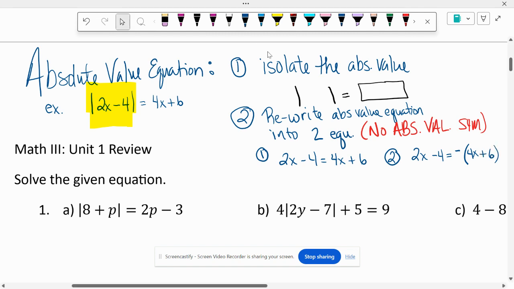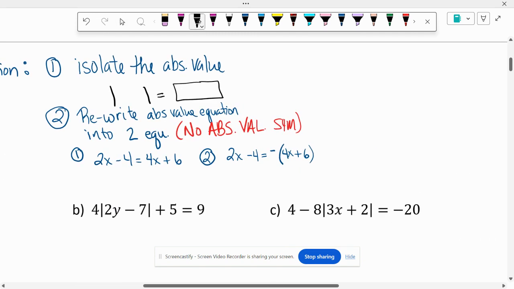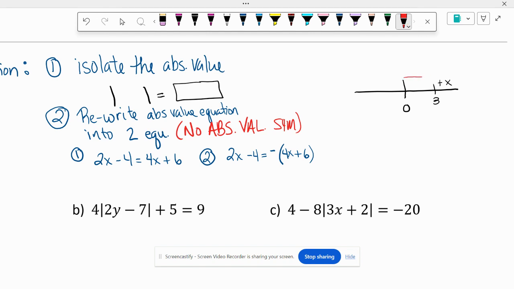Why is it the opposite? Well, that's what I really want to talk to you about because I want to make sure you understand. So when I think about the absolute value, I'm thinking about how far it is away from 0. So if I have 3 plus x, I am 3 plus x units away from 0. Well, that could also be taken in this direction, right? I could go to the left.